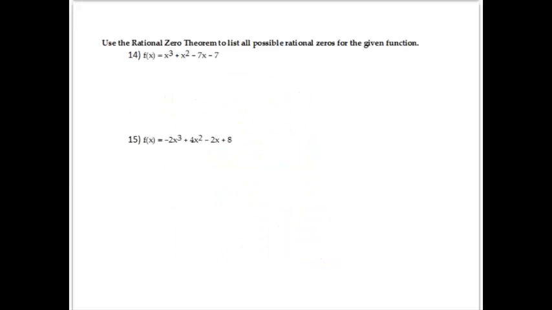Use the rational zero theorem to list all possible rational zeros for the given function. So what we do on these is we take the factors of the last number and we put them over the factors of the first number, which in this case is a 1. So factors of 7 are 1 and 7. The factors of 1 are 1. So we put each number on top with each number on bottom, and we put a plus or minus with them. So plus or minus 1, plus or minus 7. Those are our possible rational zeros.